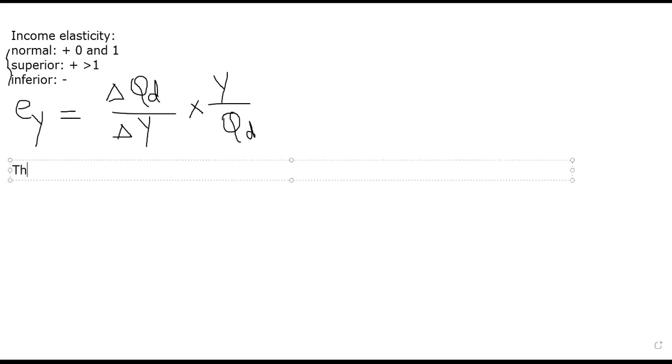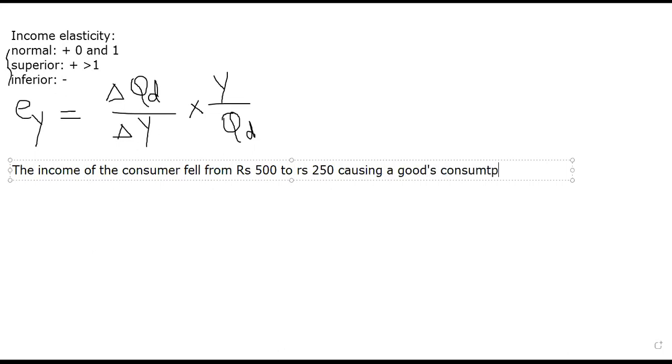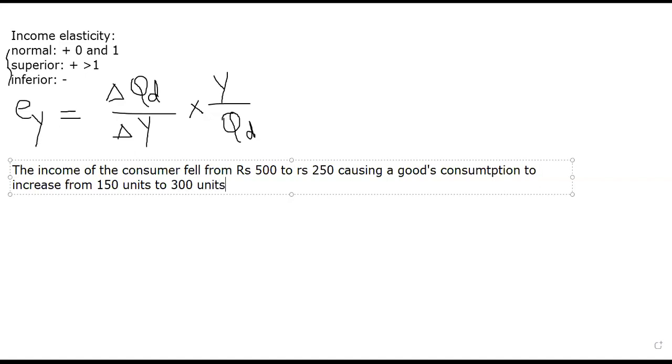Income elasticity. The income of the consumer fell from rupees 500 to rupees 250, causing a good's consumption to increase from 150 units to 300 units. Calculate income elasticity.